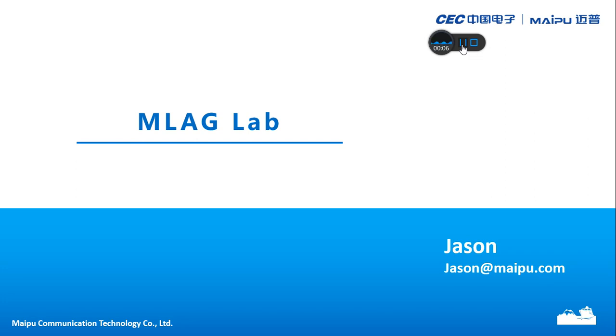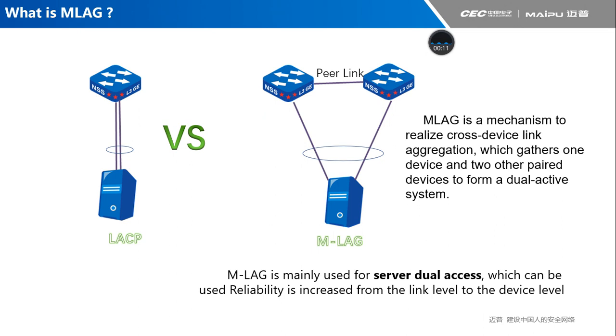Today I will be doing the MLAG lab training. What is MLAG? MLAG is a mechanism to regulate cross-device link aggregation, which gathers one device and two other paired devices to form a dual-active system. MLAG is used for dual access. The availability is increased from the link level to the device level. Normally, MLAG is used to connect to the server.